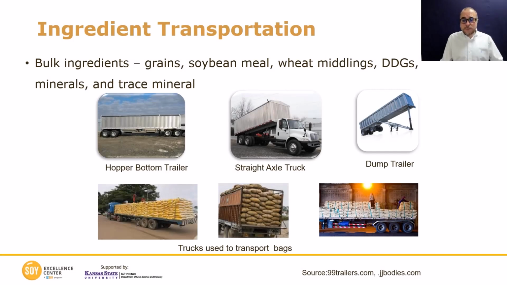When we talk about transportation of feed ingredients into a feed mill, it will depend on whether the ingredients come either in bulk or in bags. As you can see here in this slide, there are different types of trucks that could bring ingredients in bulk and some, of course, in bags. The type of truck will depend a lot on the conditions where you're located, the availability of the different types of trucks, and your unloading system, which could go under the bed of a truck, like the hopper bottom trailers, or if you have a platform, use a dump trailer like you see here in the slide.